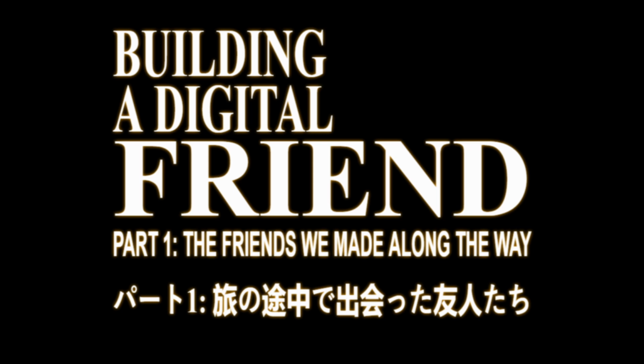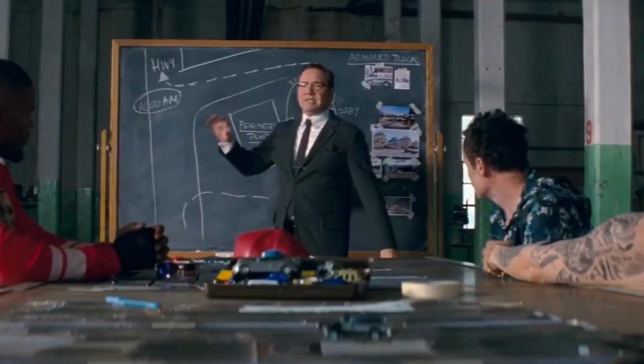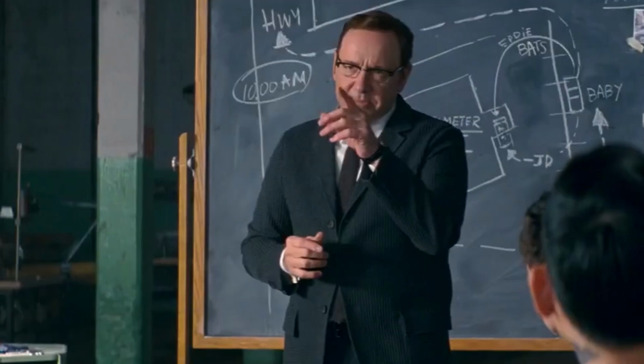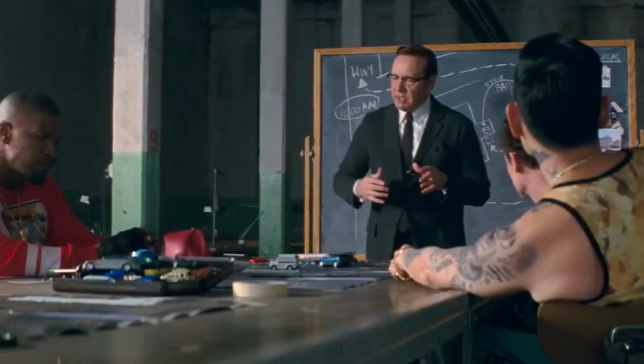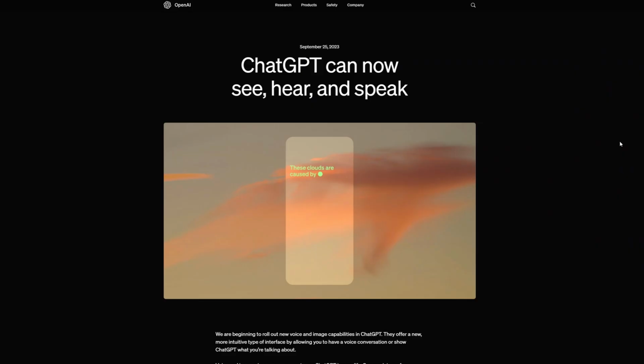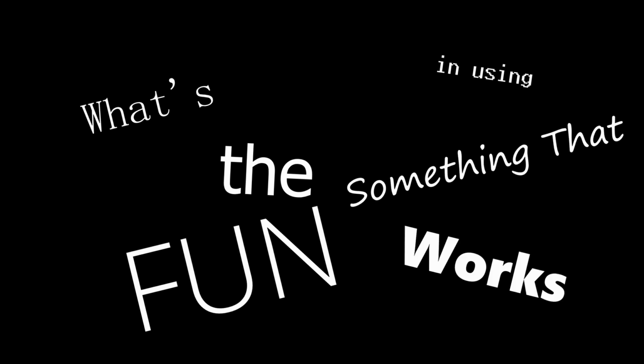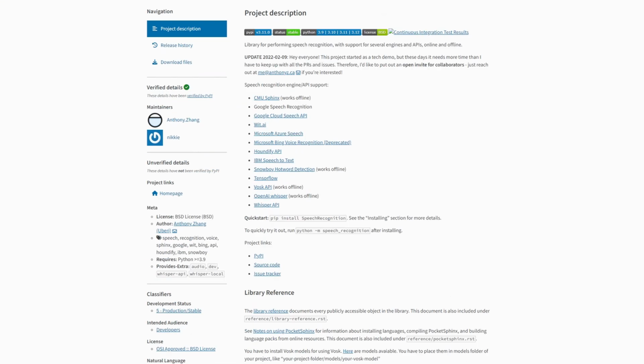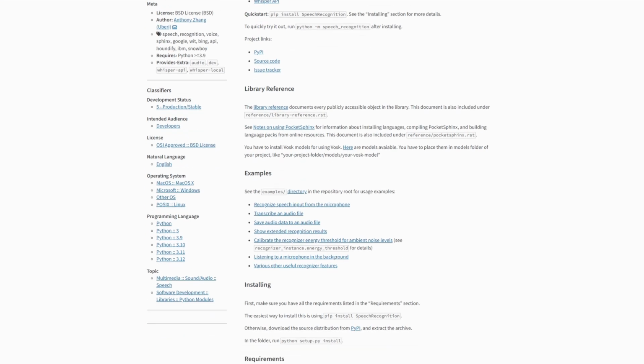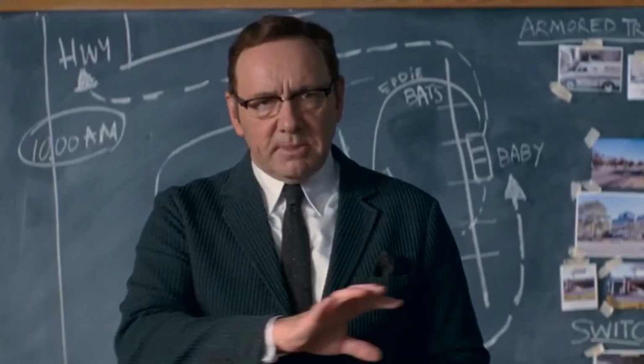So to build our AI friend, we need a couple of key components. We're going to need some way to turn our ramblings into text that the model can understand. Those of you up in the AI world may know that GPT-4 can already do this, but what's the fun in using something that works? So we need a speech recognition library. For this I'm using speech recognition, a simple Python library for converting speech to text. All relevant libraries will be found in the description.